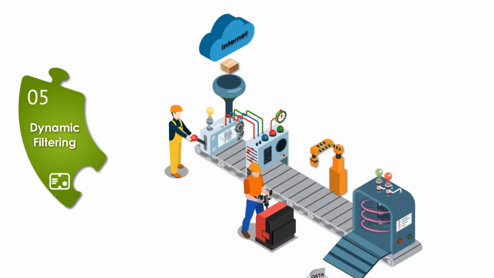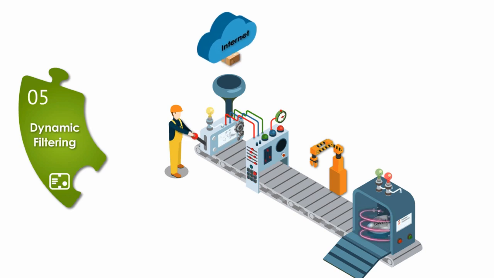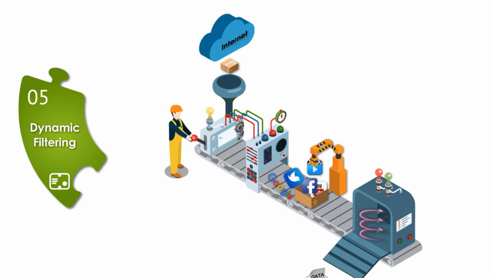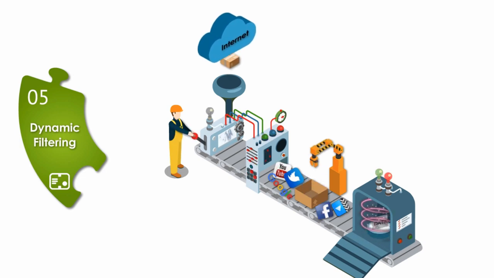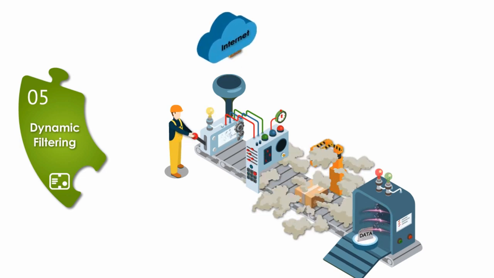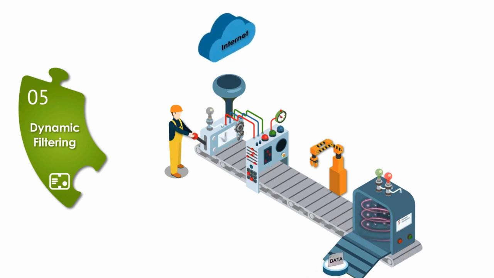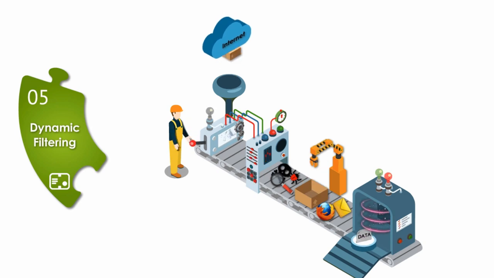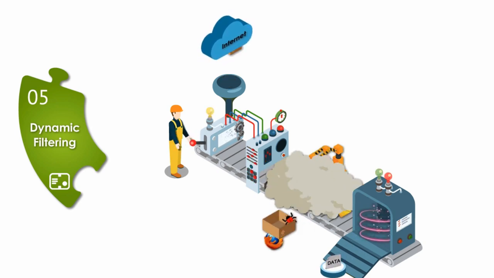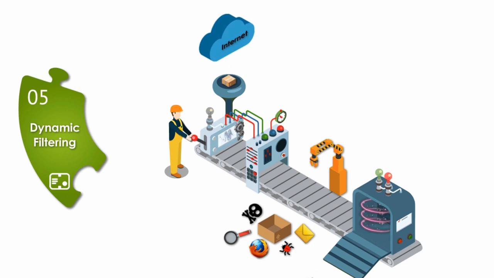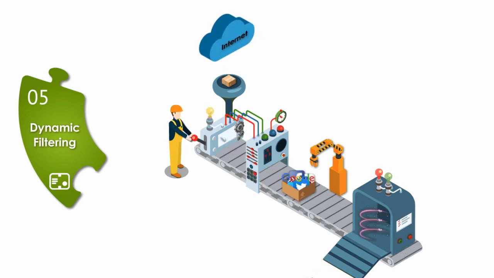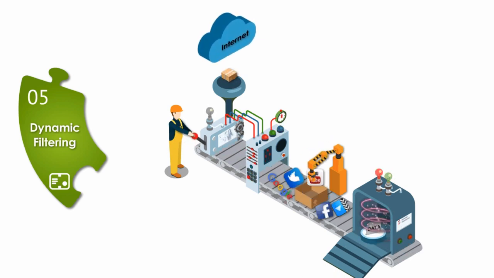From the perspective of the OSI model, dynamic filtering is like checking packets from layer 2 to layer 7. The process of dynamic filtering does not only involve inspection of header information such as source and destination IP addresses and port numbers, but also includes the close inspection of its contents up to the application layer.